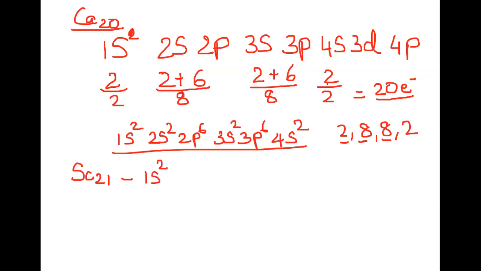So in the case of scandium, atomic number 21, that means proton number is 21. So the electron number is also 21. So we will write 1s2, then we will write 2s2, 2p6, then 3s2, 3p6, and then 4s2. Now, where does the 21st electron enter?